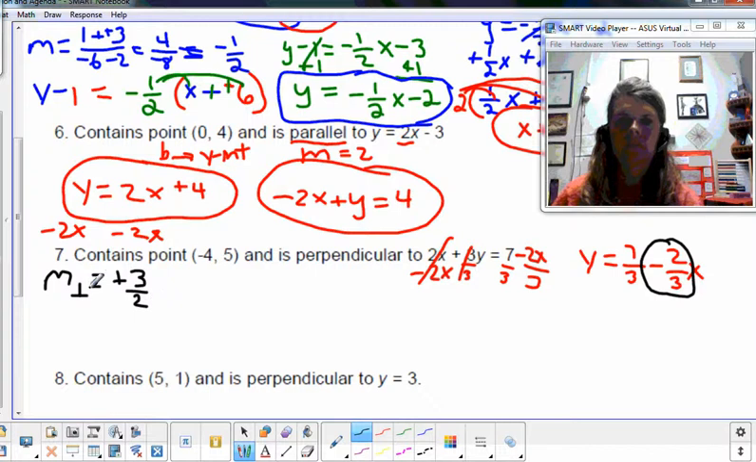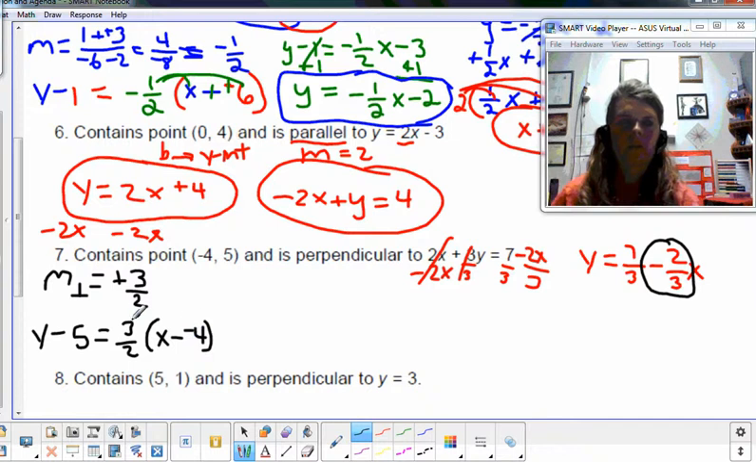So now we have point slope. So guess what? Point slope form. y minus your y coordinate, which is 5, equals your slope, and then x minus your x coordinate. So this becomes plus a positive. And then you're going to distribute. And so you get y minus 5 equals 3/2 x.